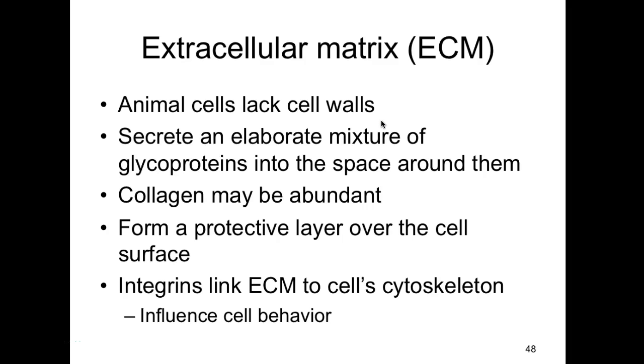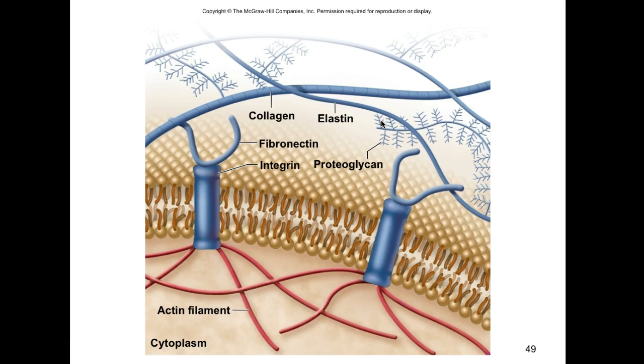In the animal cell, you have the extracellular matrix. Animal cells lack those cell walls. They secrete an elaborate mixture of glycoproteins in a space to surround the cell. Collagen fibers may be abundant as well. Ultimately, this is going to form a protective layer over the cell surface. Like the integrins are going to link the extracellular matrix to the cell cytoskeletons. And ultimately, it's going to influence the cell's behavior.